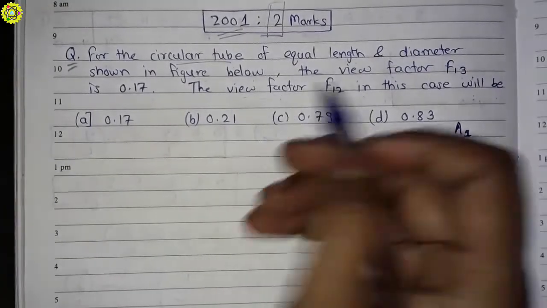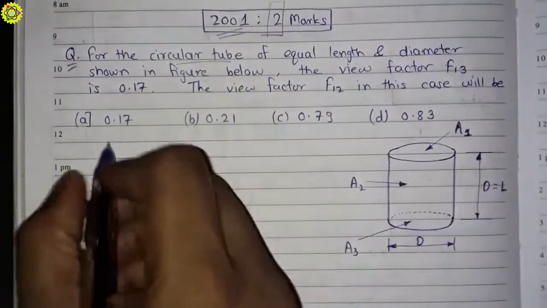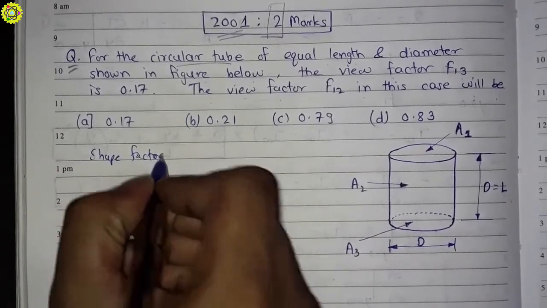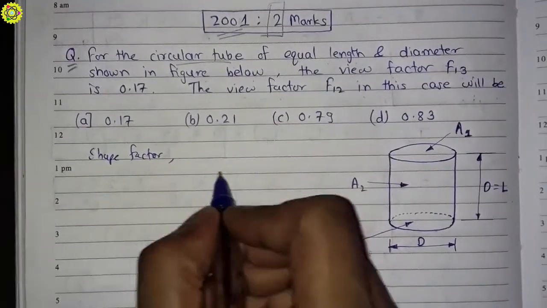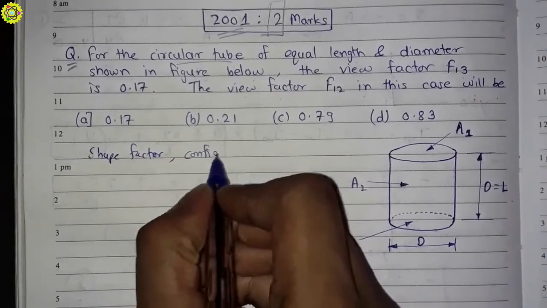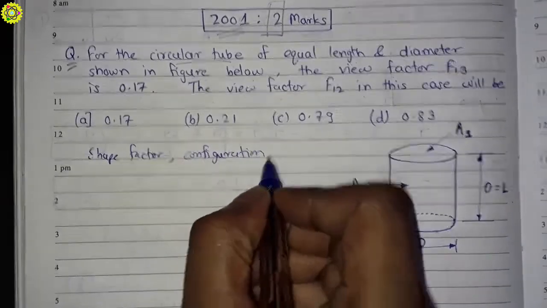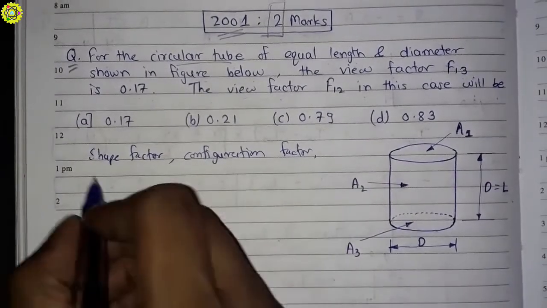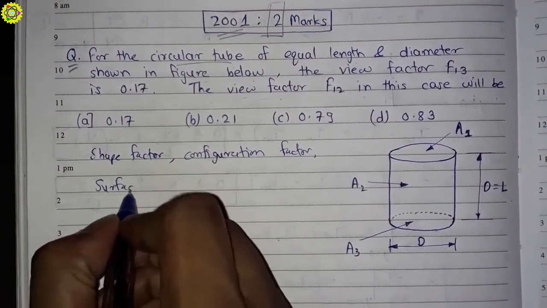And here, friends, view factor means it is also called the shape factor. It is also called the configuration factor, and it is also called the surface factor.